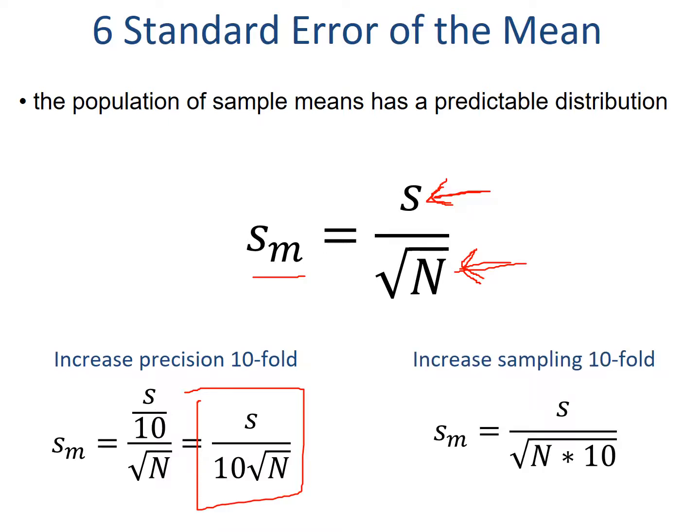If we instead try to decrease the value of Sm by increasing the number of samples, we would multiply by 10, but the 10 would go under here with the n, which means that our actual improvement is only square root of 10, not actual 10. So we end up having a much lower result if we try to increase sampling. It's much better to increase precision by the same amount. So we're going to do everything that we can to take as precise of measurements as possible, because that means we'll need fewer samples to do things well.